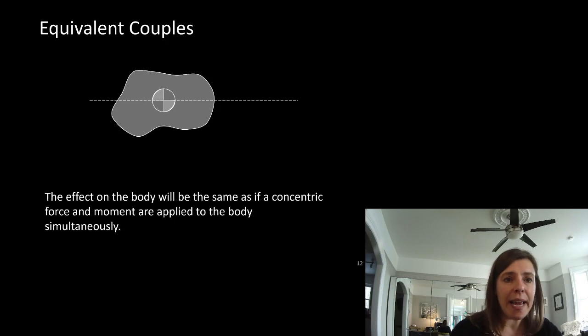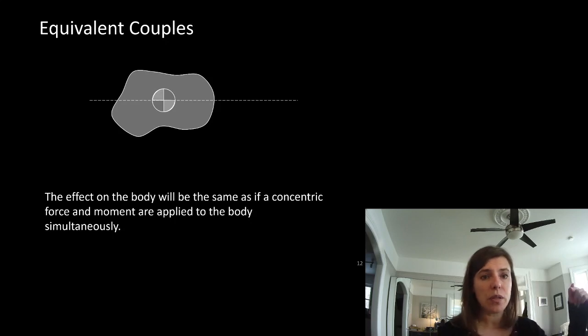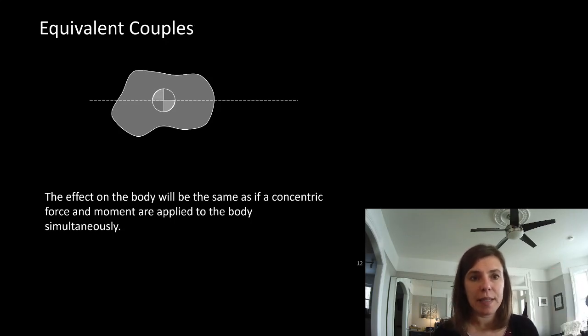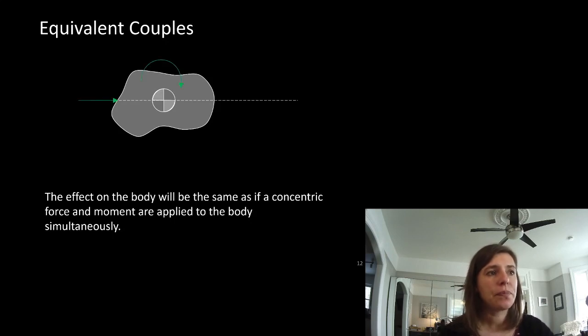It is the same as if we applied a force directly through the centroid and a moment on it. Remember, a force through the centroid made it slide, and a moment made it spin. So if a force eccentric from the centroid made it slide and spin, the combination of a force through the centroid and a moment about the centroid should also make it slide and spin.